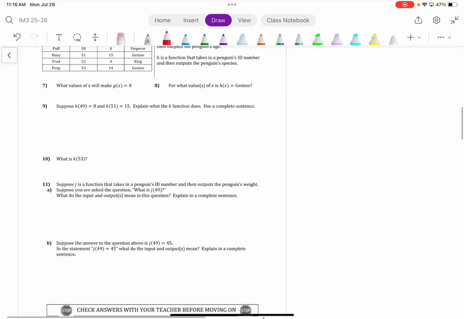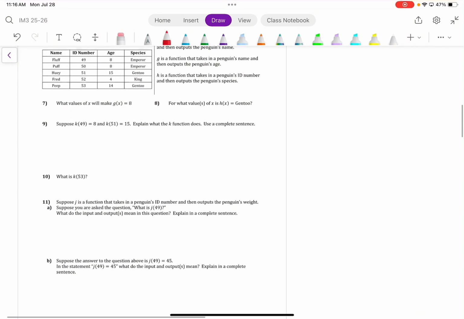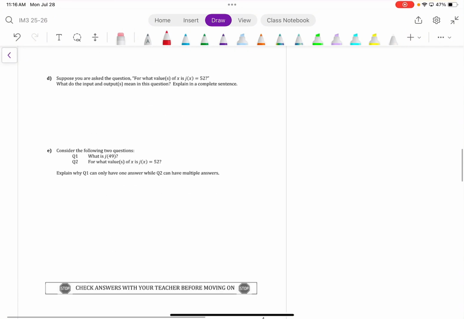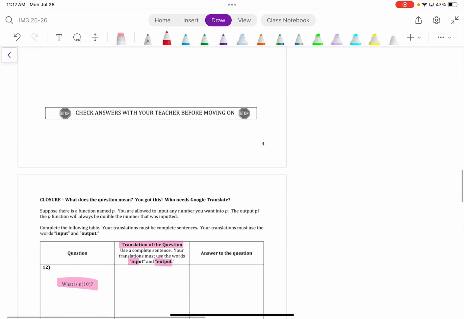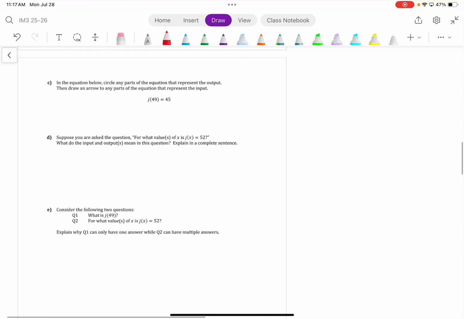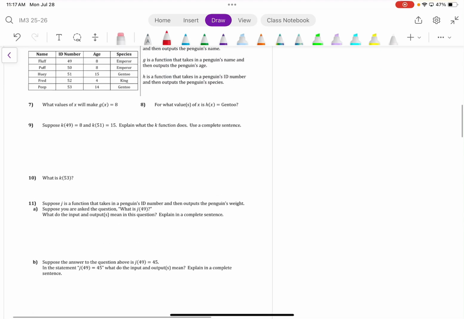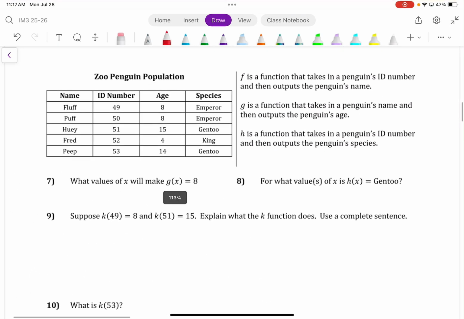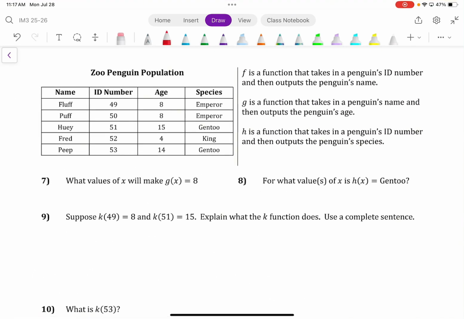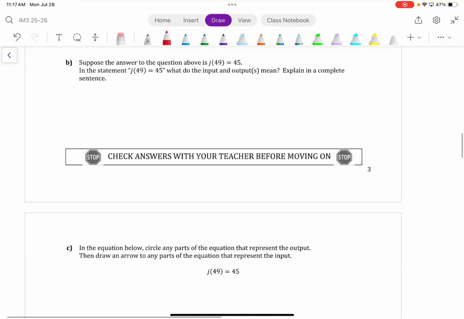I want you to answer the rest of these, 7 through 11. We're actually not going to come back until we finish all the way through question 11E. I'm going to give you plenty of time to get the rest of this done. Let's start with 15 minutes, and you're going to answer the rest of these questions. Please check in with me when it says stop. Check your answers with the teacher. Check in with me or check in with Miss M in the back. Got it? All right.